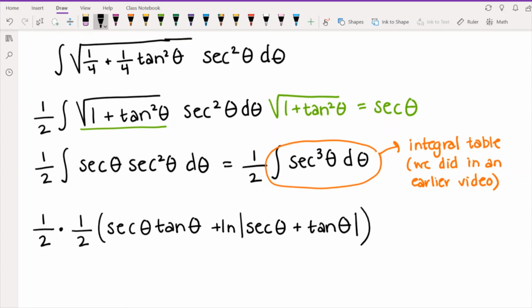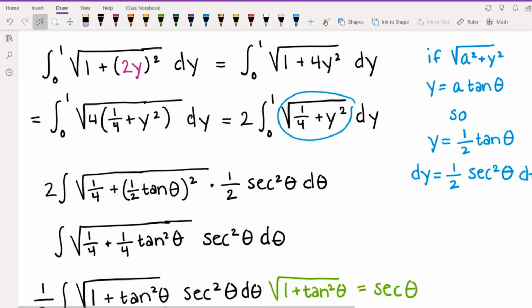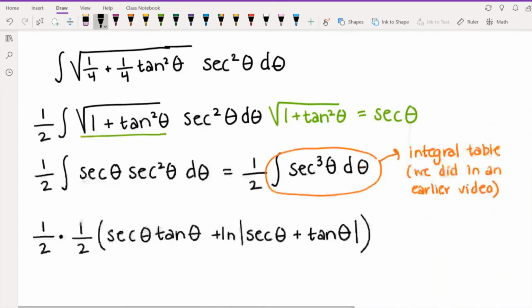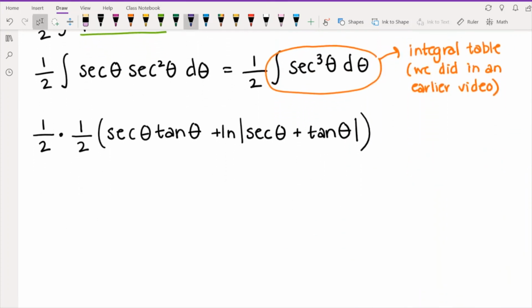So let's do the whole process of drawing a triangle. Let's remind ourselves what our substitution was. Our original substitution was y is equal to 1/2 tangent of theta. So let's write that down here. We have y is equal to 1/2 times tangent of theta. And so that means that 2 times y is equal to tangent of theta, or we could write it also as 2y over 1, right?